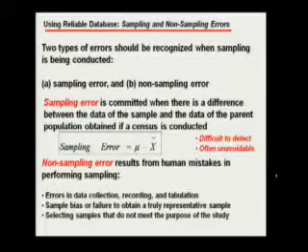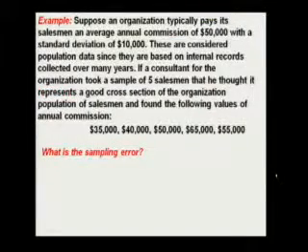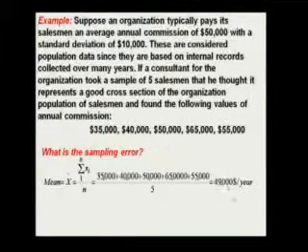To illustrate these two types of errors, let's take an example. Suppose an organization typically pays its salesmen an average annual commission of $50,000 with a standard deviation of $10,000. So from their records, they know that the annual commission is 50,000 and the standard deviation is 10,000. A consultant comes and takes a sample of 5 salesmen, assuming it's a random sample, assuming it's a representative sample, and here are the data that he came up with. 1, 2, 3, 4, 5 observations. Now, if we take the average of these observations, that will give us 49,000.